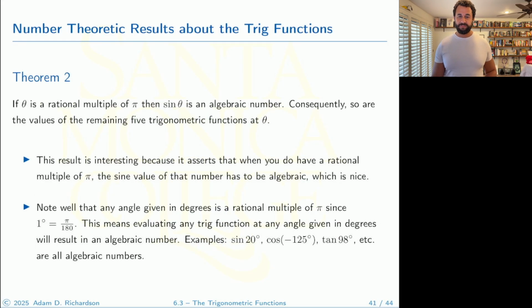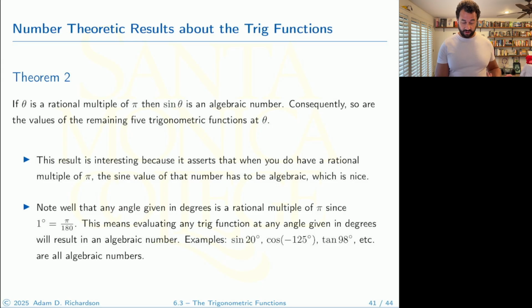Then there's this theorem. Let's say that theta is a rational multiple of pi, like 2/3 pi, 27/64 pi. If it is a rational multiple of pi, then it turns out that sine of theta has to be an algebraic number.